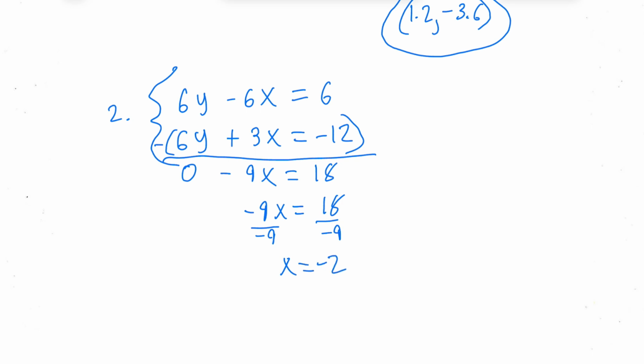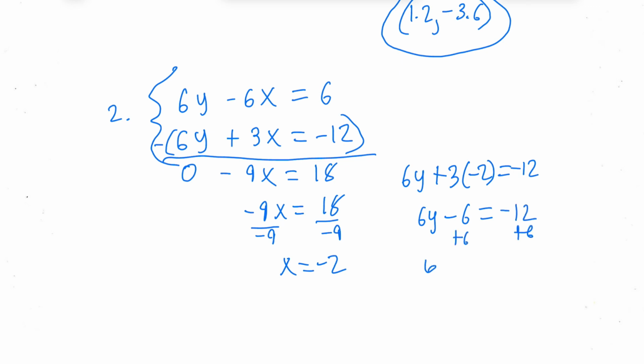And we can plug that in and find y. So I'm going to use the bottom equation for this. Get that 6y plus 3 times negative 2 is equal to negative 12. 6y minus 6 is equal to negative 12. Add 6 to both sides. We get that 6y is equal to negative 6. Divide both sides by 6. We get that y is negative 1. So our final answer is negative 2, negative 1.